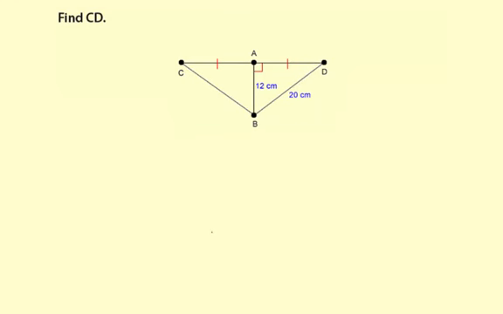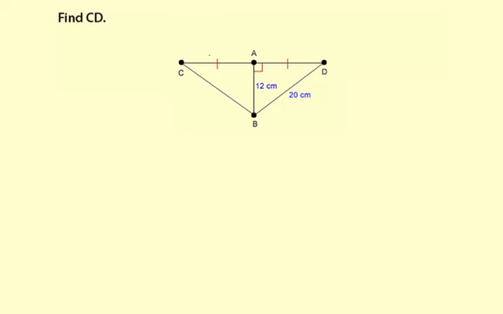Find CD. Now let's look at this figure. I'm noticing that CA is the same distance as DA, and there's also a right angle here, which means perpendicular. So this AB forms a perpendicular bisector with segment CD, which means we have a reflection situation. Also means point B is the same distance from C and D as is point A.